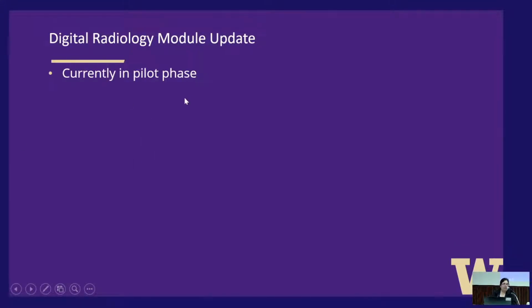Well, it's again currently in pilot phase. So right now, I think fluoro is ready. I don't know if they're looking at asking sites to register, but I think if they are not, that's going to happen pretty soon. Digital radiology is very, very much in infancy right now. It's still in pilot phase.